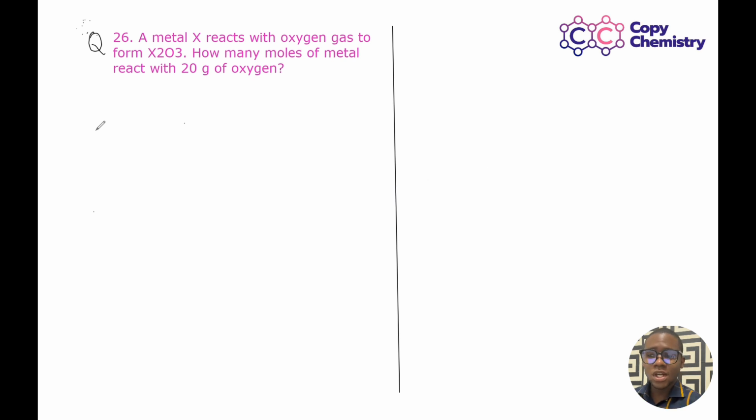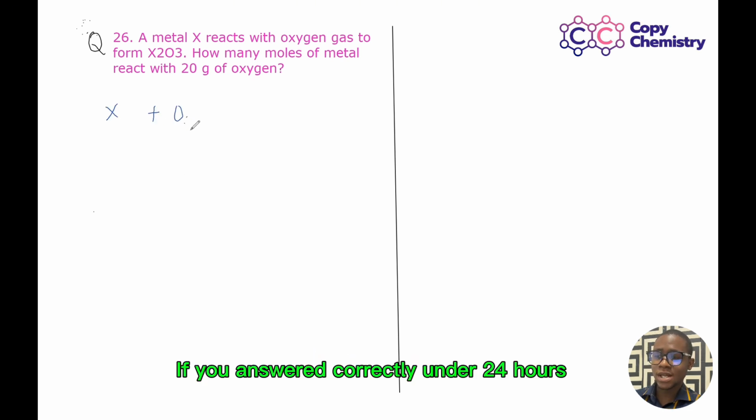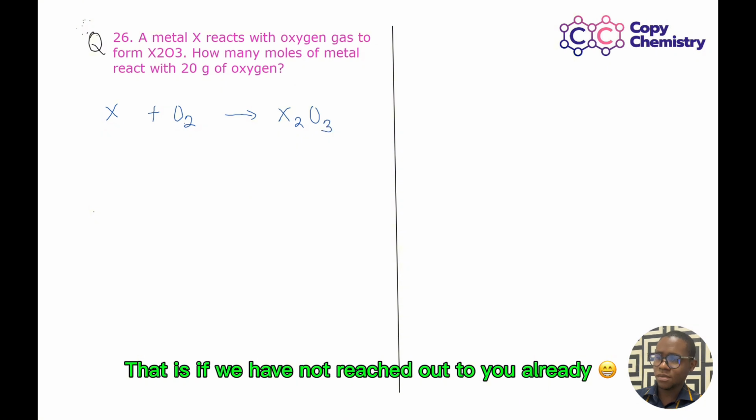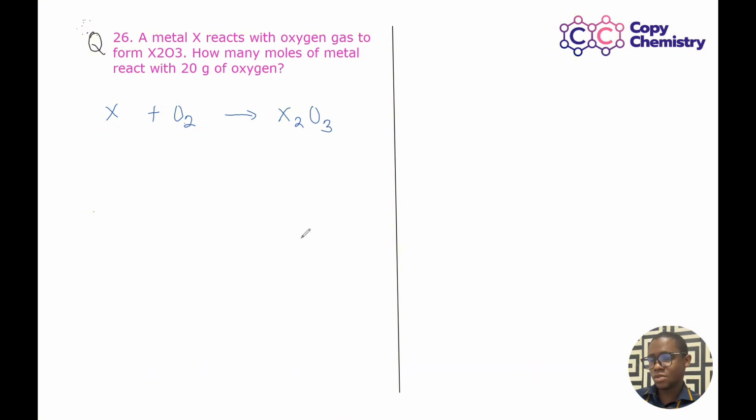So this question here, a metal X reacts with oxygen gas, right? So that means the metal X must react with oxygen gas like this, and it should form X2O3. You see that? How many moles of the metal would react with 20 grams of oxygen?